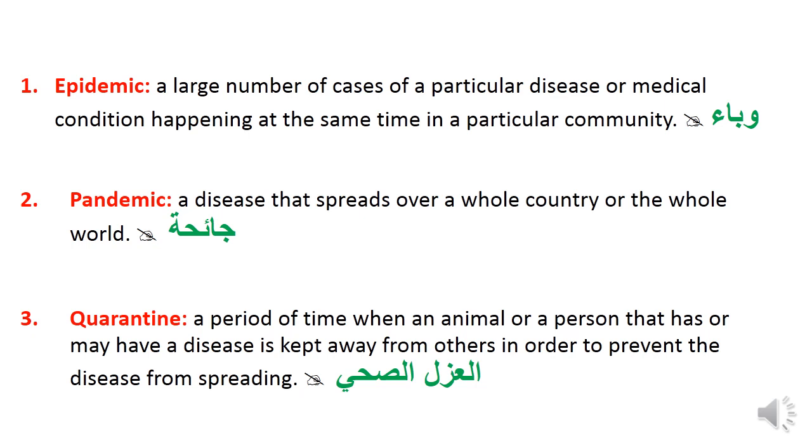The last one is quarantine. It's a period of time when an animal or a person that has or may have a disease is kept away from others in order to prevent the disease from spreading, like the case now. Because of coronavirus, people are staying at home and doing this quarantine. Why? To prevent and stop the coronavirus from spreading.